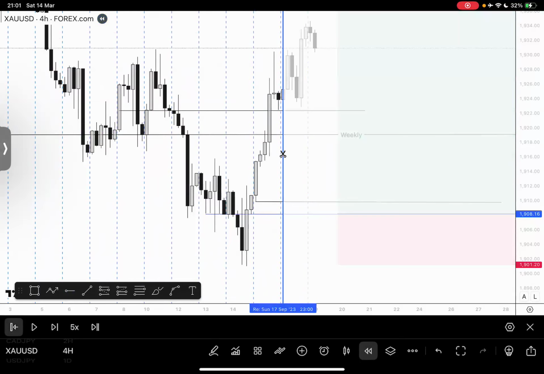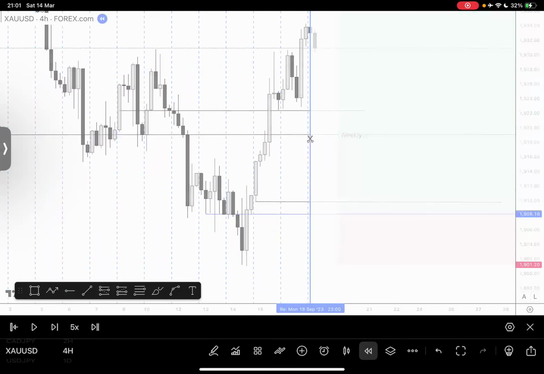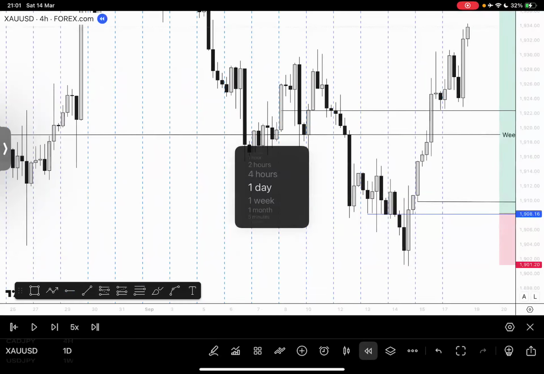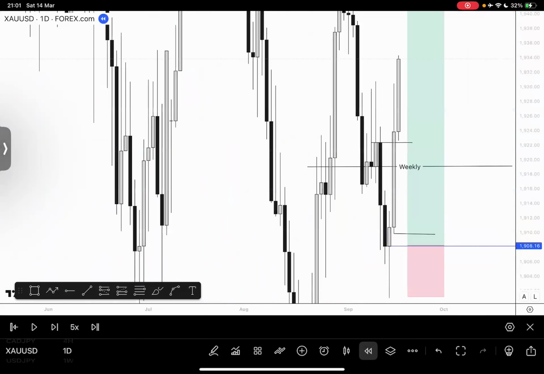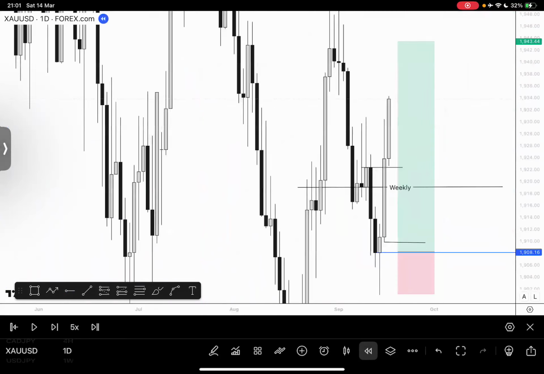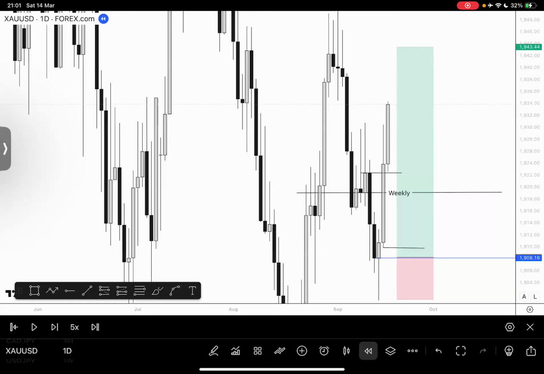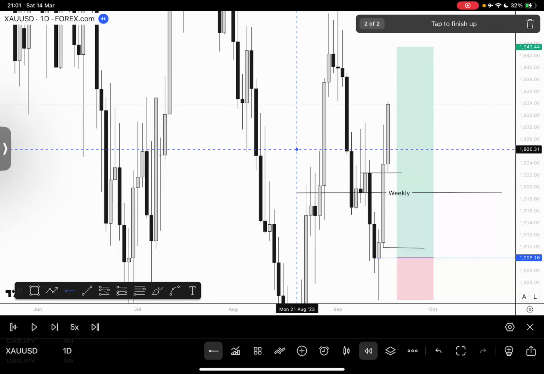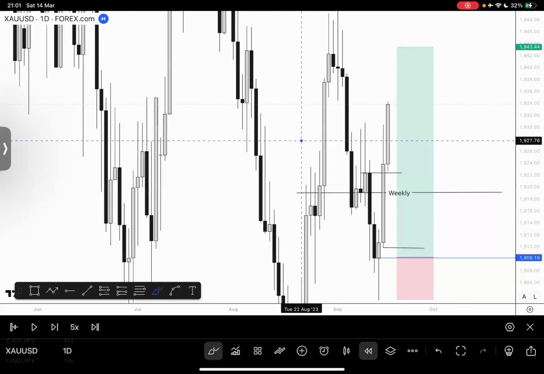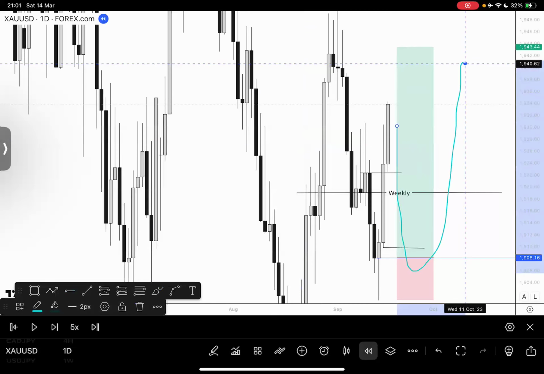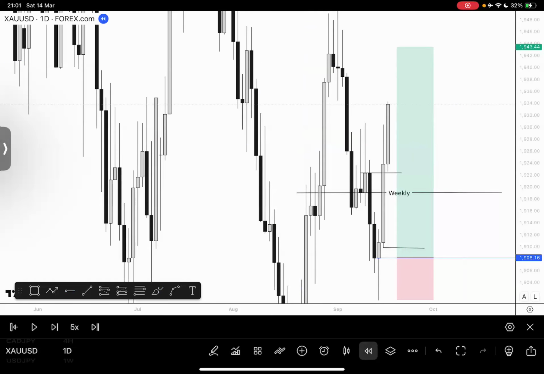Day 1. Let's see what happened on Monday. What did Monday do? Monday didn't come to the weekly level. So in case market wants to keep going, you don't miss the move, instead of waiting for price to come here and do something. You have to be very reactive as a trader.